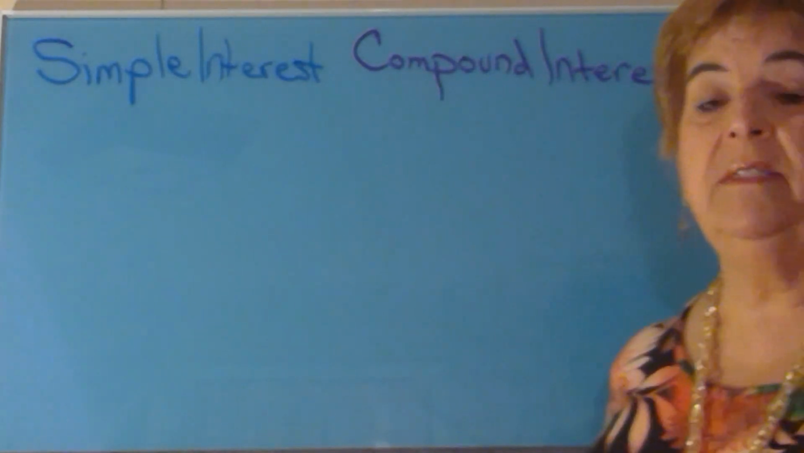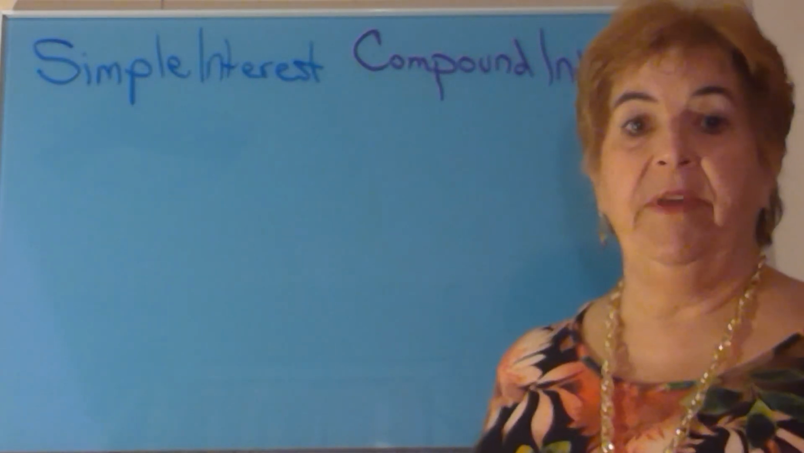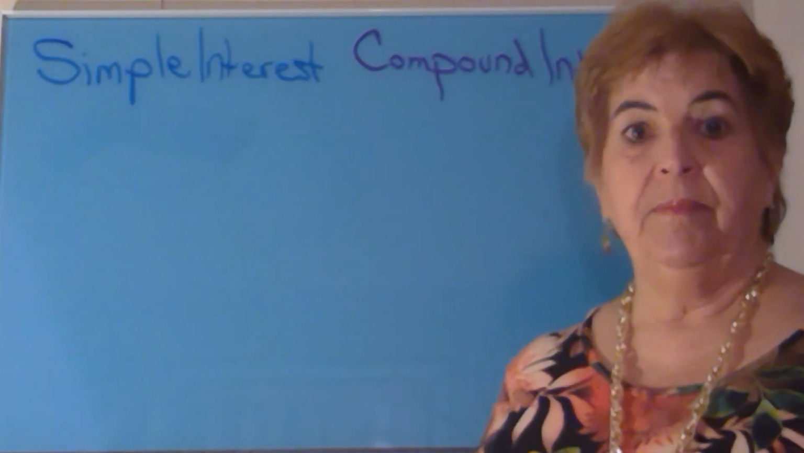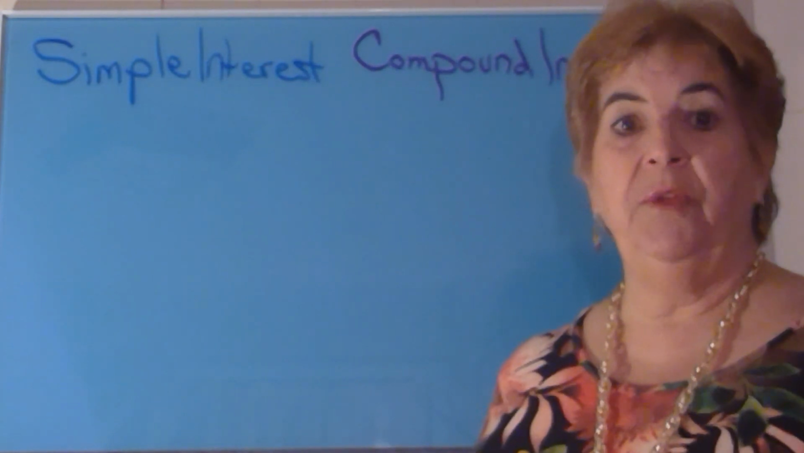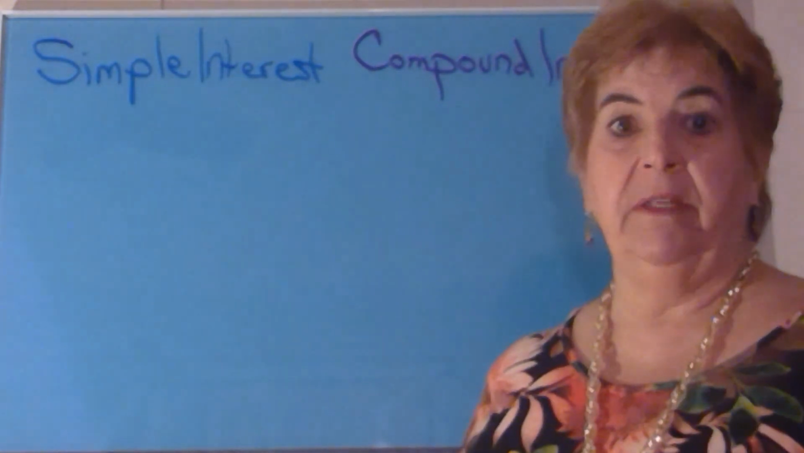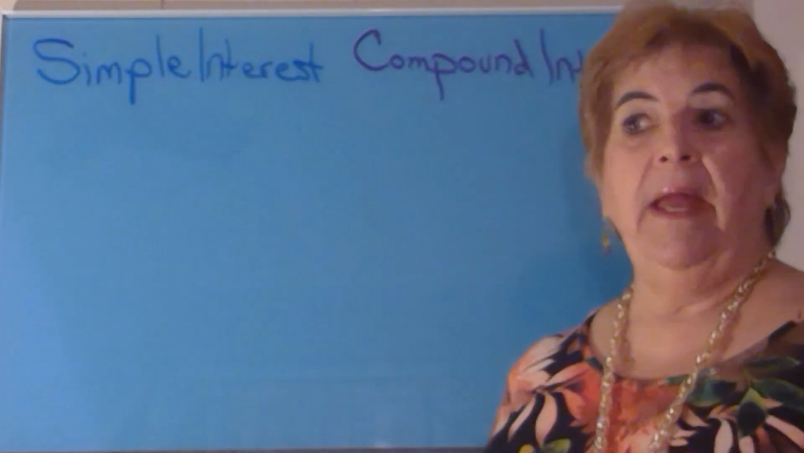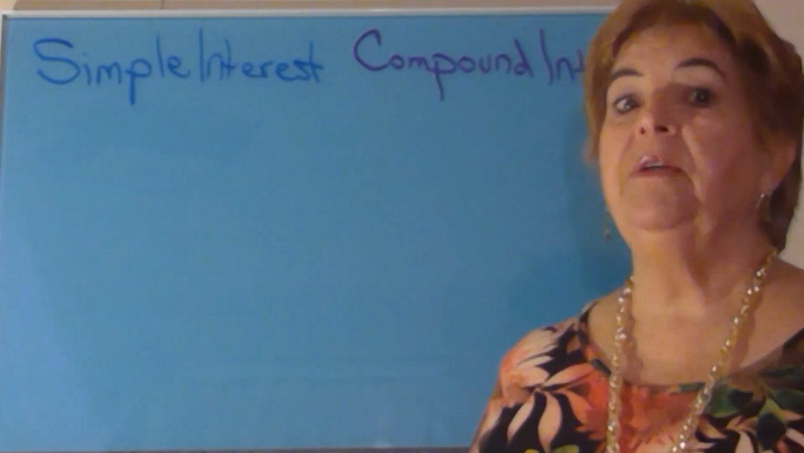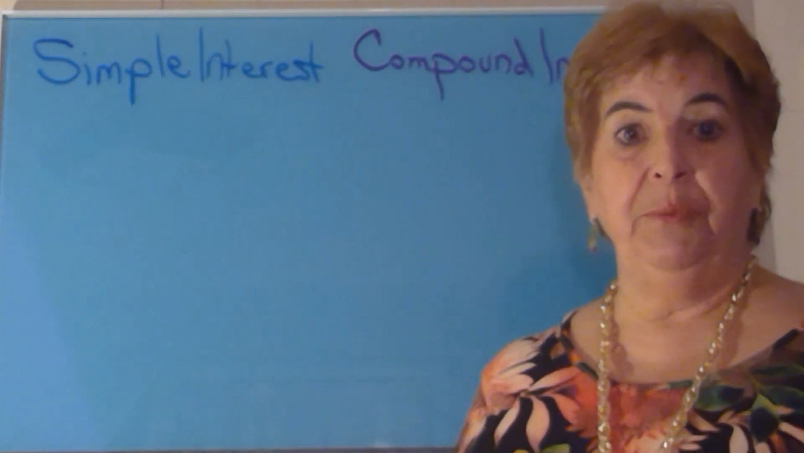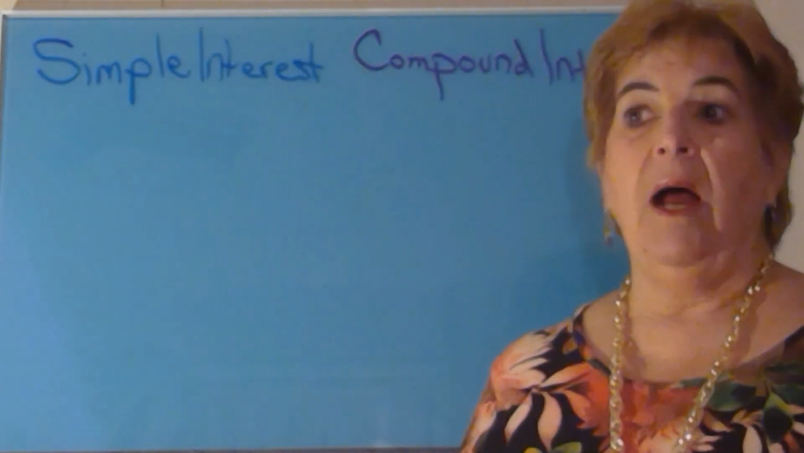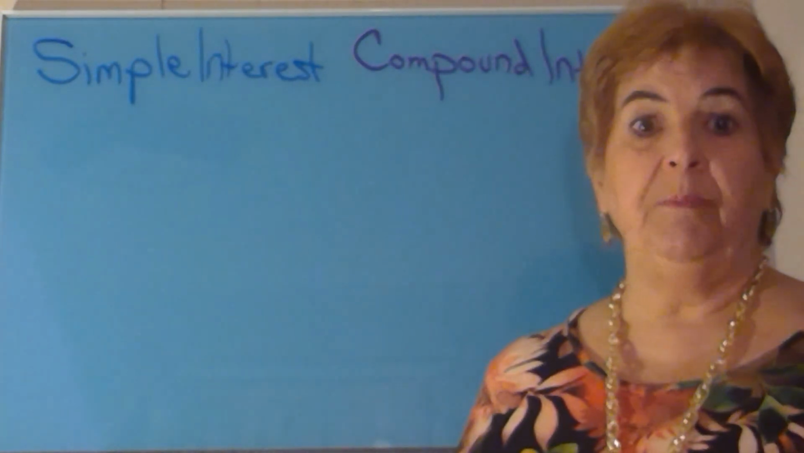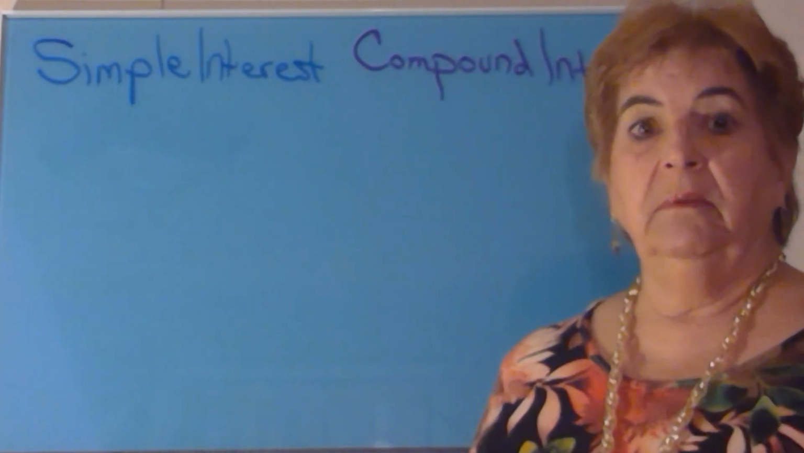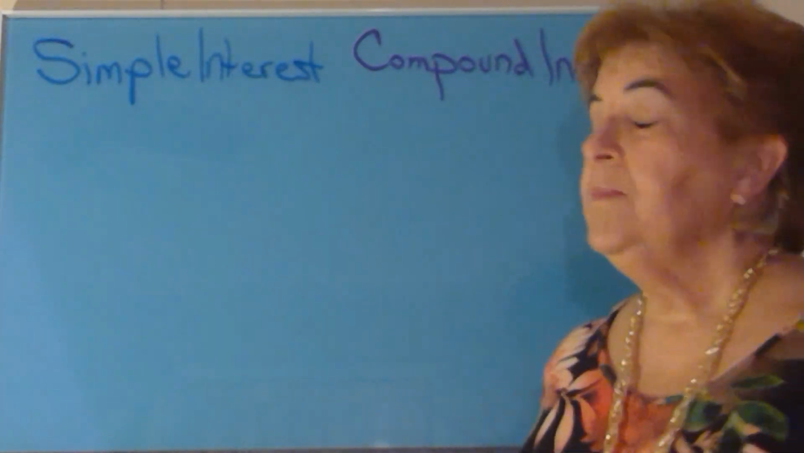Compound interest means after a certain period, and the problem would tell you what the period is, they add the interest on. And they continue to do that every period. Now, the period could be anywhere from daily interest to monthly interest. Quarterly interest would be every 3 months, 4 times a year. Or annual interest, which would just be compounded every year. So that's what we're going to look at.